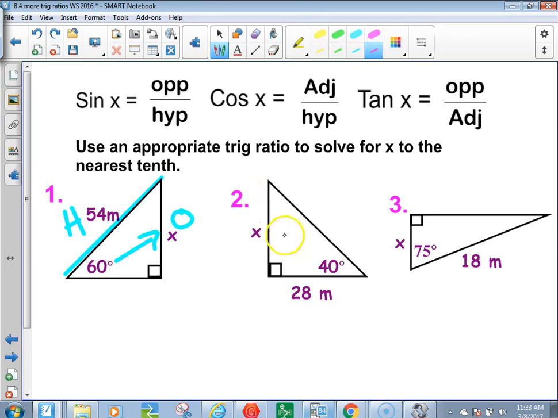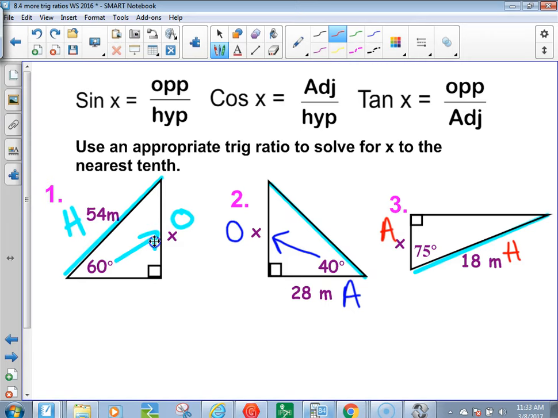Okay, let's try just setting these up. The hypotenuse on number 2 is blank. The hypotenuse on number 3 has a number on it. So now I know on number 2, I won't be using sine or cosine. I will be using tangent because this is opposite, this is adjacent. In number 3, the side opposite is blank. This is the hypotenuse, and this is the leg that's adjacent.